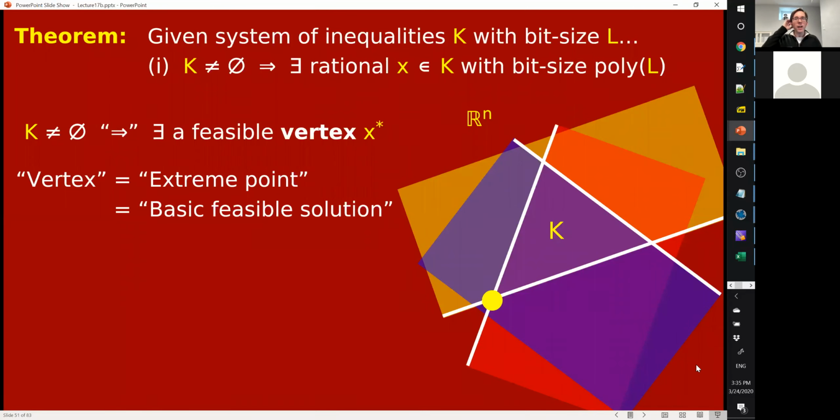And in fact, we're going to reason that not only will there exist a solution x with polynomial bit size, but actually one of these vertices, in fact all of the vertices, all of the corners, will have polynomial bit size needed to write them down.